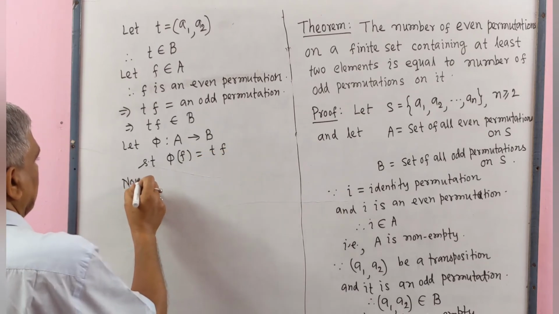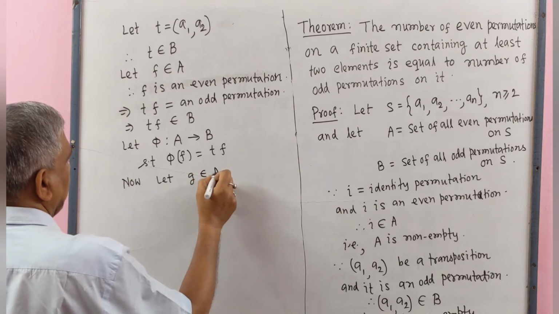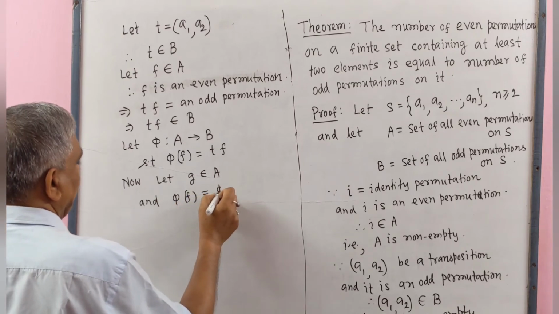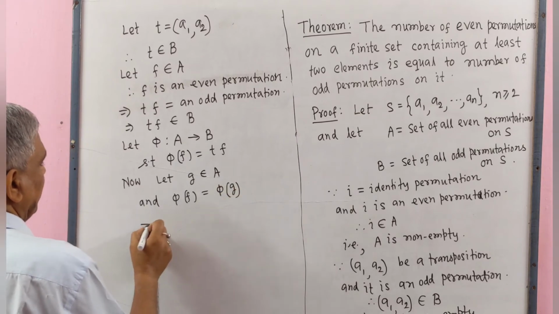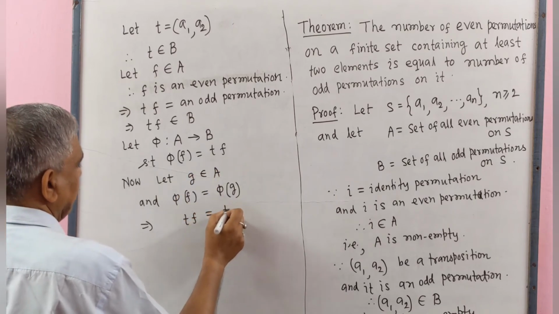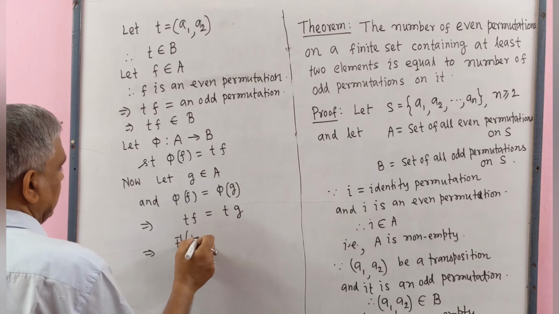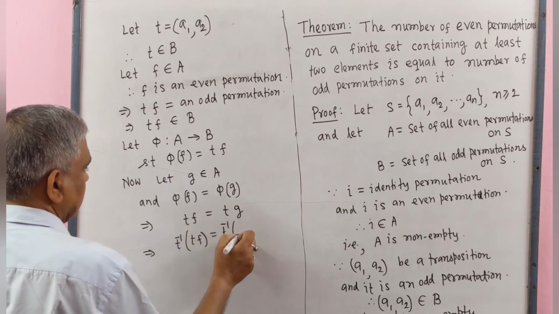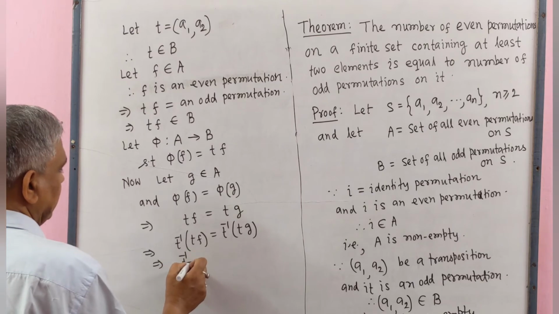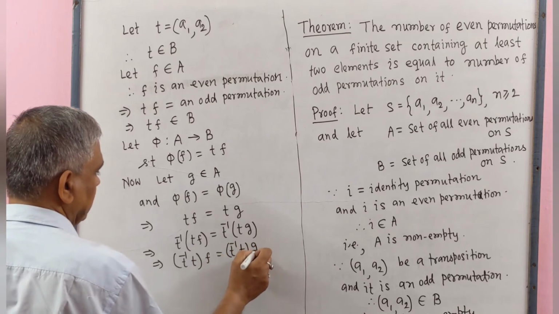Now, let G belong to A and phi f equal phi G. This implies that phi f means TF, phi G means TG, which implies that T inverse TF equals T inverse TG, which implies that by the associative law, T inverse T F equals T inverse T G.